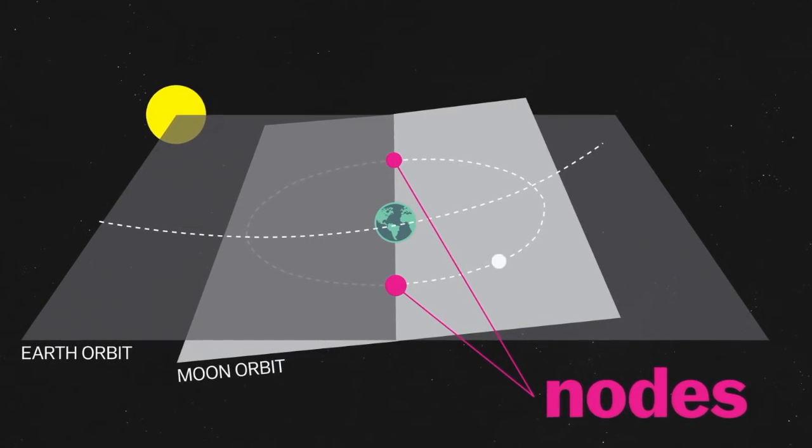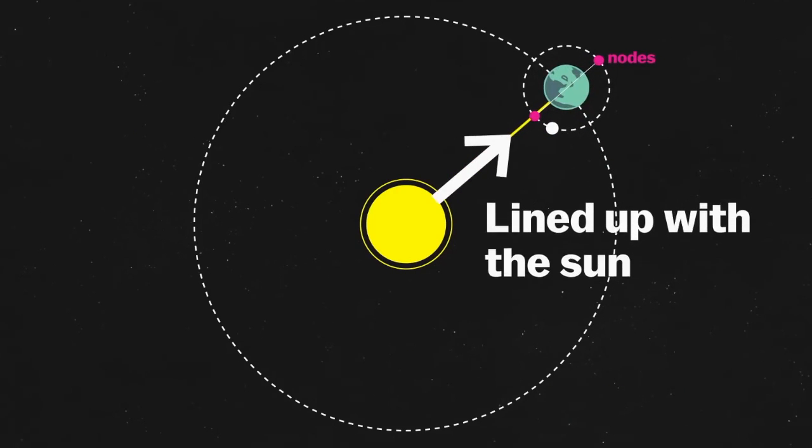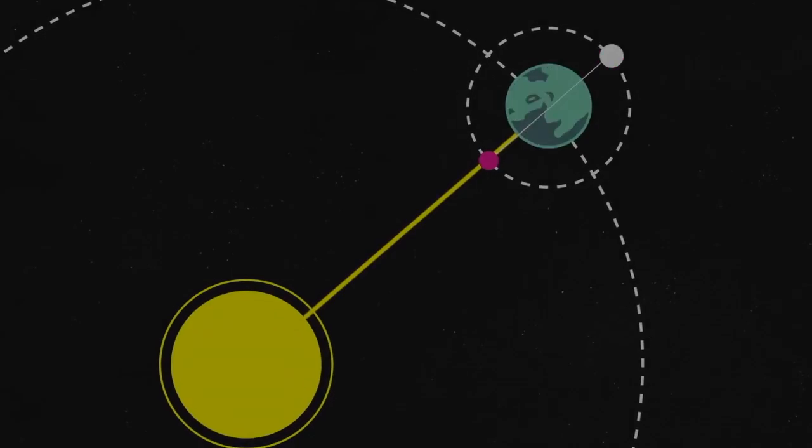The lunar nodes, two points of the orbit that intersect with the ecliptic, are the reason why we get eclipses at all. When the lunar nodes align with the sun, that's when a solar eclipse will occur.